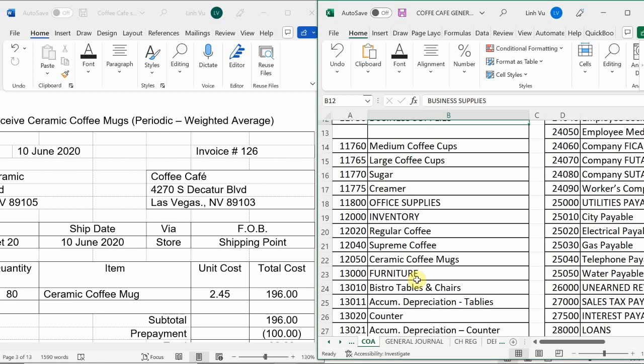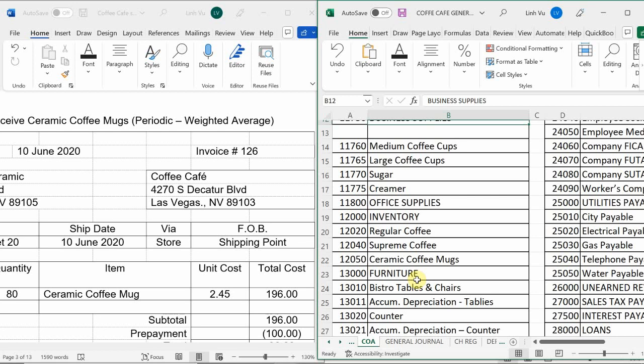Which type of inventory tracking method are we using? Periodic. We're using periodic. So what does periodic tell me when I purchase my inventory? I have to use an expense. If this was perpetual inventory, how would I journalize this differently? Because it would be a daily thing when you sell it.